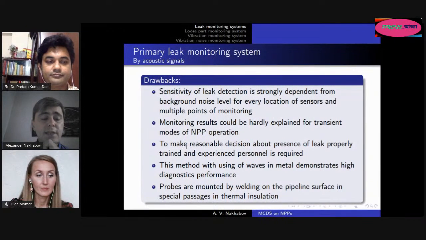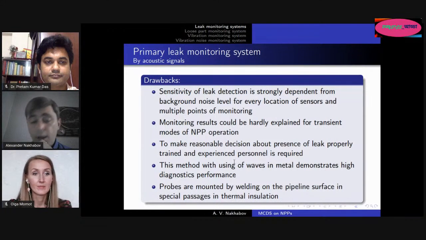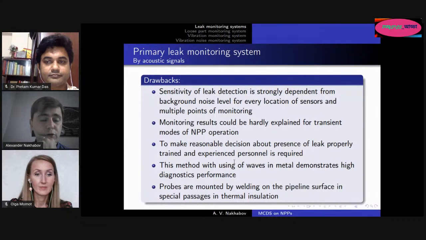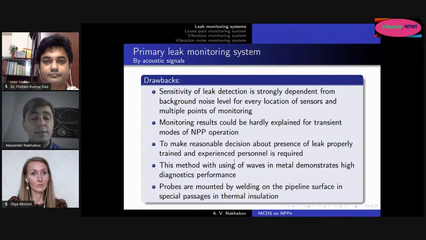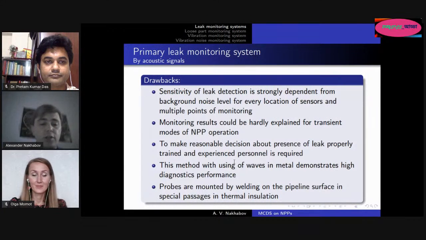This statement requires a reasonable decision, and we need experienced personnel. Actually, we say this about all systems, but for acoustics especially, because it's not so simple to get information from signals. We should have specially trained personnel for this kind of system.